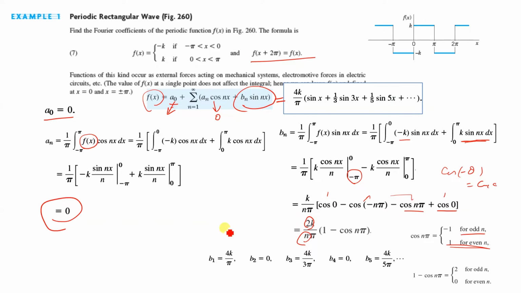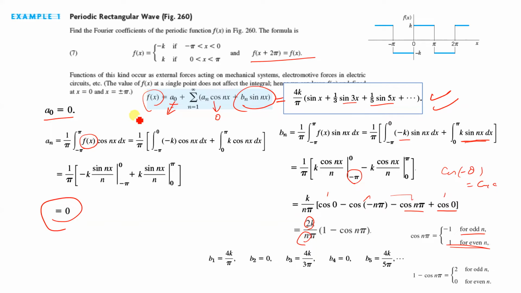So for n equal to 1, we have b1 sine x. So you can see that it is 4k over pi sine x. When n is 2, this is 0. When n is 3, we have b3 sine 3x. So b3 is 4k over 3 pi, so 4k over 3 pi sine 3x. b4 again is 0, so this term will become 0. For n equal to 5, we have b5 sine 5x. So we have 4k over 5 pi sine 5x, and so on. So this is the required Fourier series.